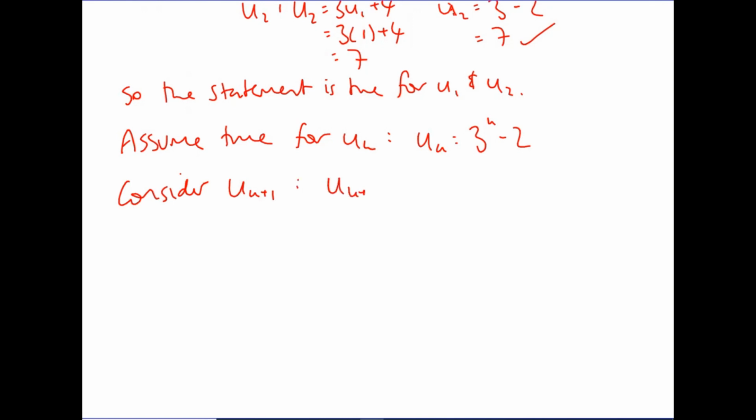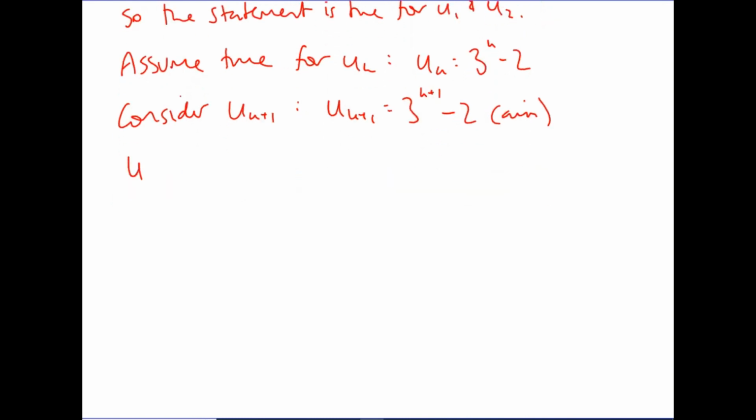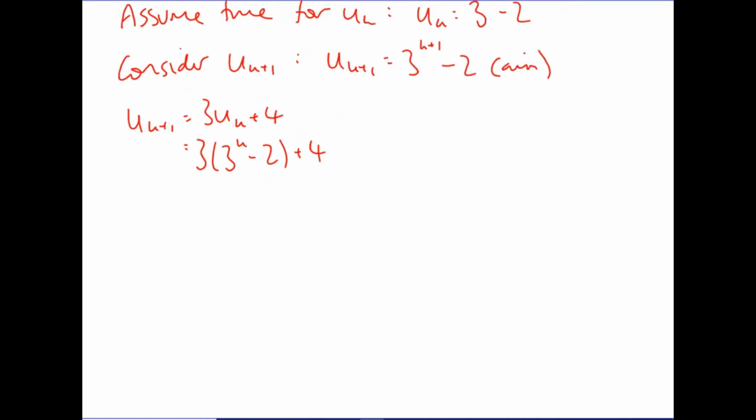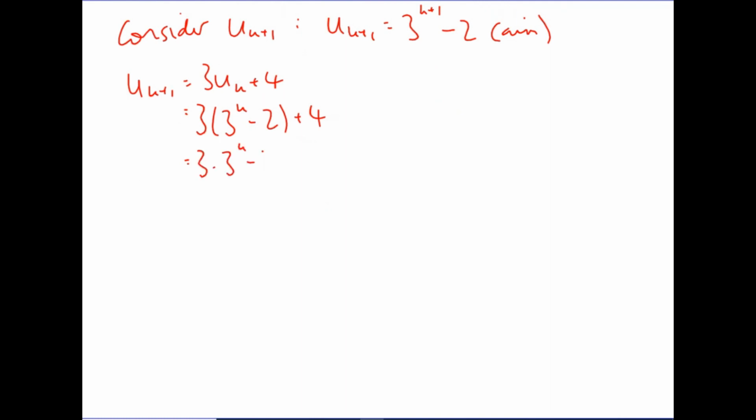What we're aiming to get is the nth term. So we're aiming to show that if we sub in k plus 1 into the nth term, that's true. And we're going to get that by starting off from the recurrence relation. So the recurrence relation says that uk plus 1 equals 3uk plus 4. We've assumed earlier that uk is equal to 3 to the k minus 2, so I can substitute that in. And then if I expand this out, 3 times 3 to the k gives you 3 to the k plus 1. Minus 6 plus 4 gives you minus 2, which was our aim.